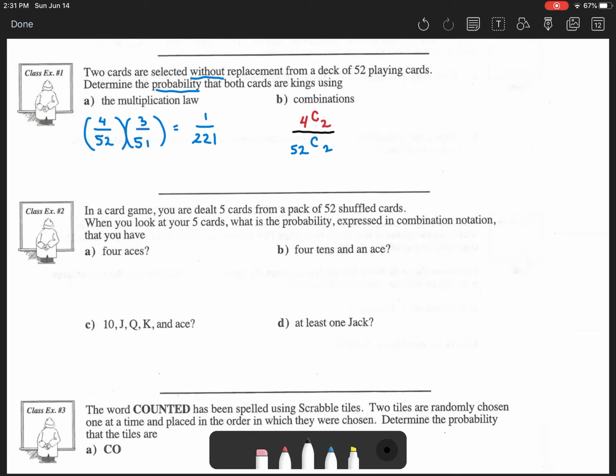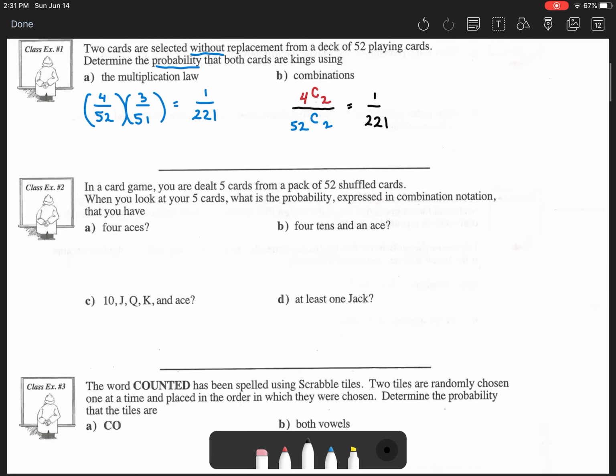When you do that calculation, remember, we're using math and probability in our calculator. 4 choose 2, divide by 52 choose 2, and the fraction reduces to 1 over 221. So that's the same answer we got in A.